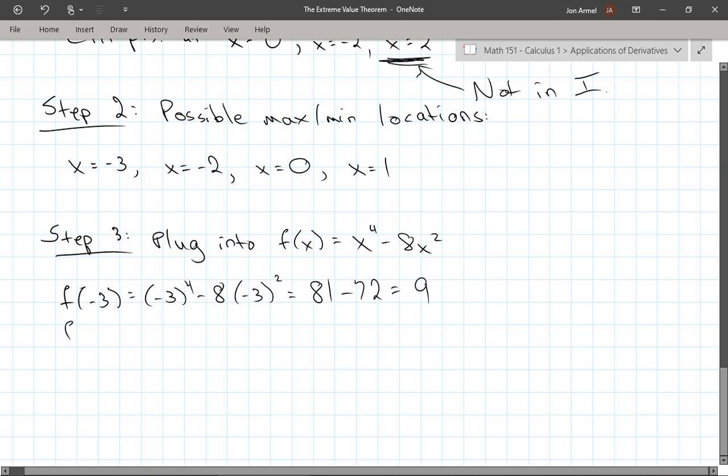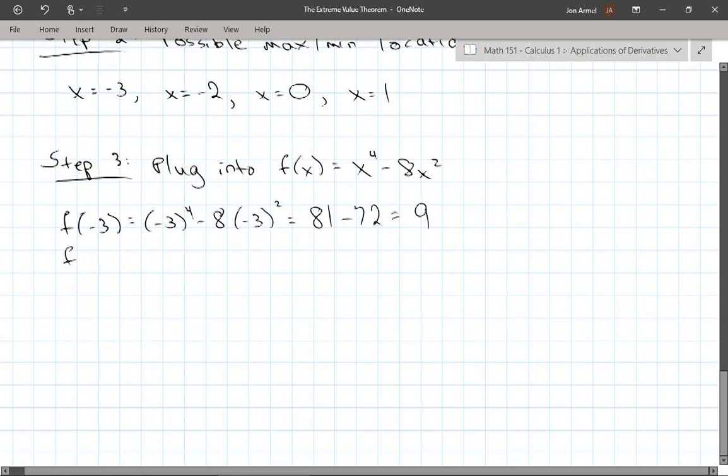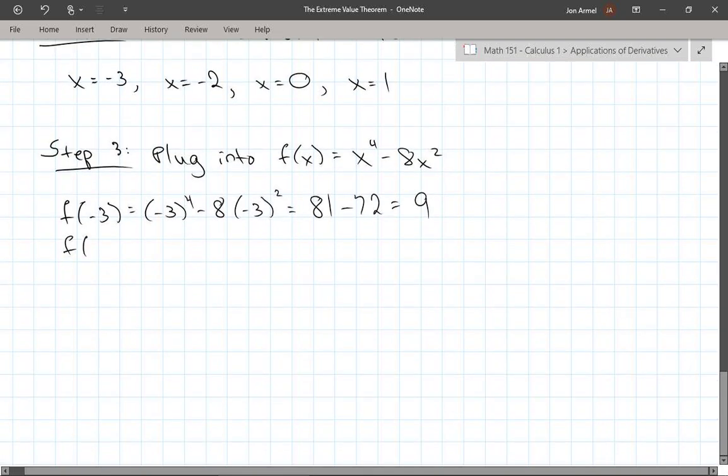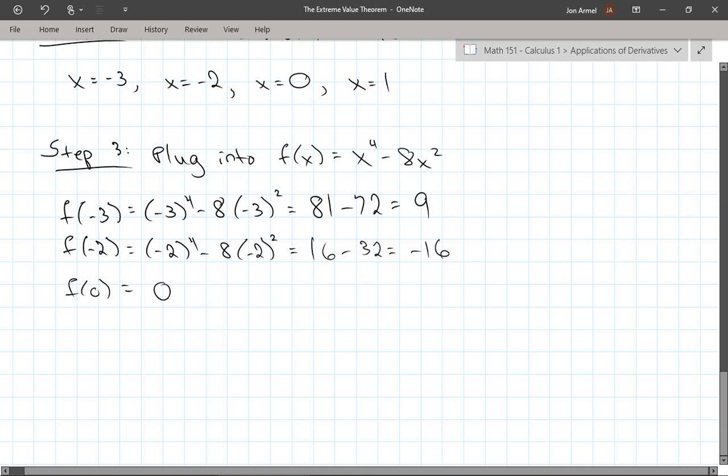Okay? F of, let me give myself a little more room. F of -2 is going to be -2 to the fourth minus 8 times -2 squared. That is going to be, let's see, 2 to the fourth, 2, 4, 8, 16. So 16 minus 8 times 4, 16 minus 32 is -16. Okay, f of 0, that one's pretty easy. That's 0. I'll put it over here as well so we can have them all lined up.